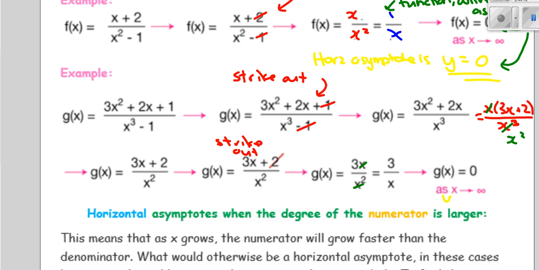Because remember, the basic reciprocal function just has k over x. It could be a constant. So long as it's a constant over x, it'll have a horizontal asymptote at y equals 0. So that's our horizontal asymptote there. Again, it's just a basic reciprocal function, and basic reciprocal functions have horizontal asymptotes at y equals 0.